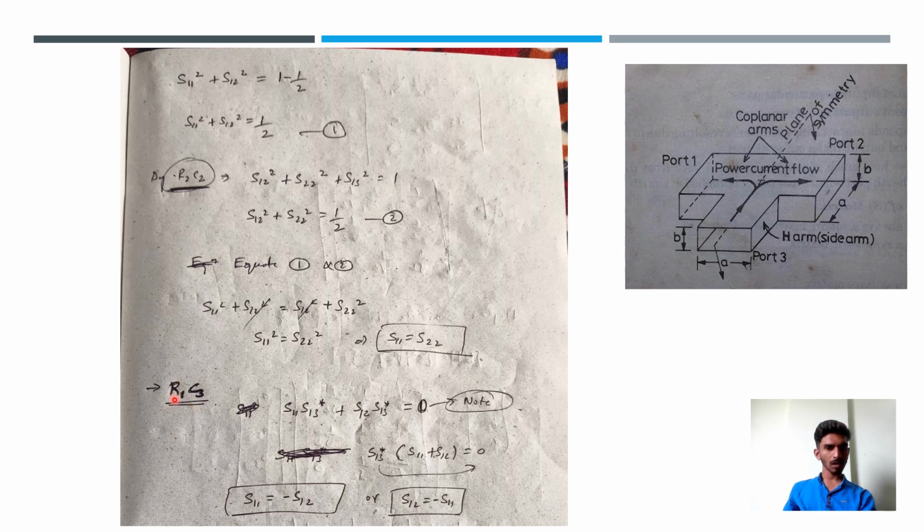And S13, that is R1 C3, means row 1 column 3 multiplication will be done. Similarly, we do it here. We get 0, because the identity matrix we have considered is 1 0 0, 0 1 0, 0 0 1. So when we multiply row 1 with column 3, we get 0. Because of that we write 0. After simplifying this, we get S11 is equal to minus S12, or S12 is equal to minus S11. This we mark in the block.